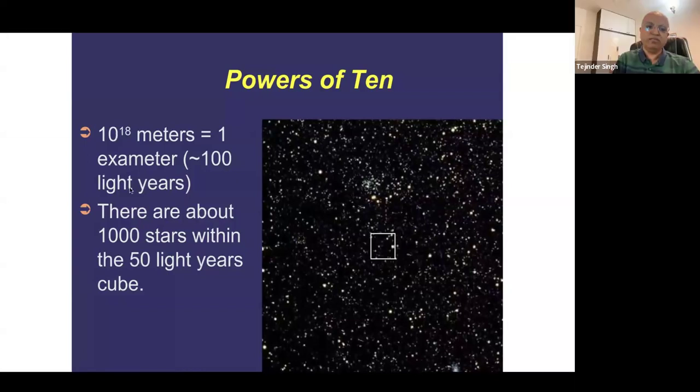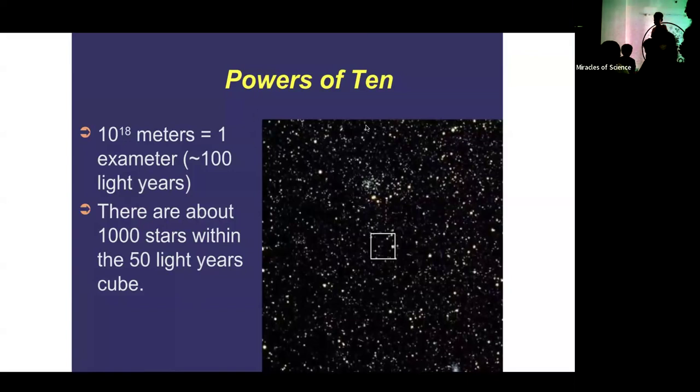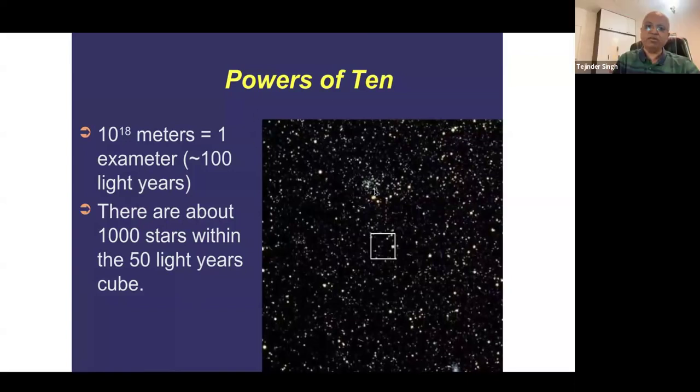Yeah, write 18, 1 followed by 18 zeros. In this picture, there are about 1,000 stars which are in a distance of 50 light years. How much is 1 light year? 1 light year is the distance that light travels in 1 year. So if to go from one end to the other end of this picture, light will take 50 years. Okay? So, all right.